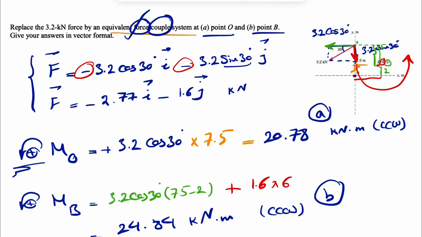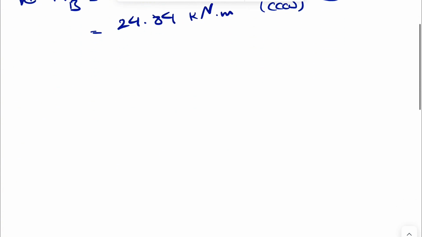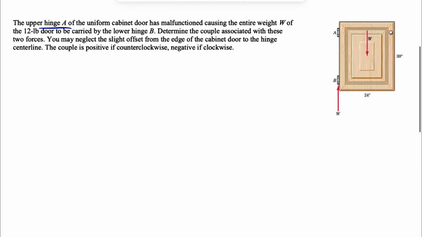Let's move on to the second question. It's going to be shorter than this. So in this one, we know that the upper hinge A of the uniform cabinet door has malfunctioning, causing the entire weight of the door, which we know is 12 pounds, to be carried by the lower hinge B. And the question is asking for finding the couple associated with these two forces. So we have one force applying in here and the other one is in here.